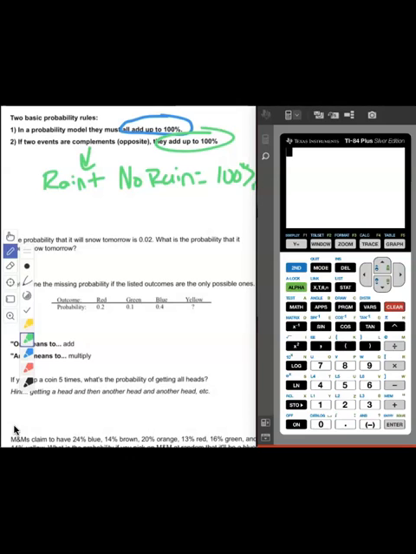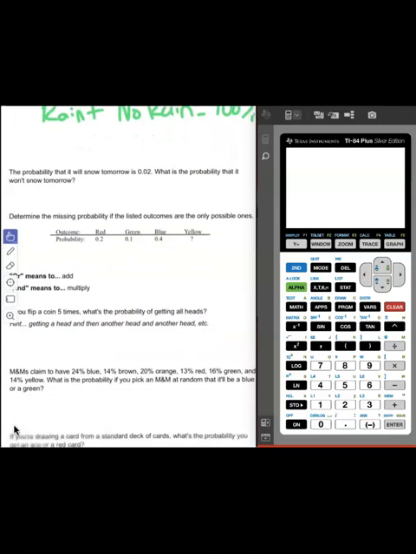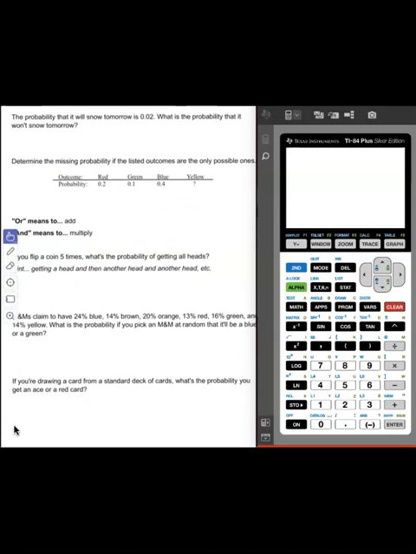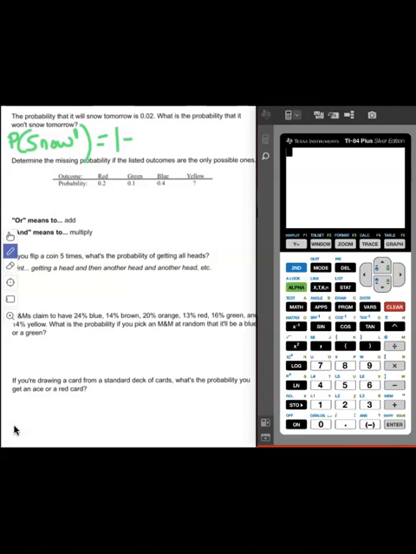Okay, good there. So this one says the probability that it will snow tomorrow is 0.02. What is the probability that it won't snow tomorrow? So a lot like what I had just done. So the probability that it doesn't snow, so I'll just do snow with a little apostrophe after it, is 100% minus the probability that it does snow, which is 0.02 or 2%. So that would be a 0.98 or a 98% chance that it does not snow.